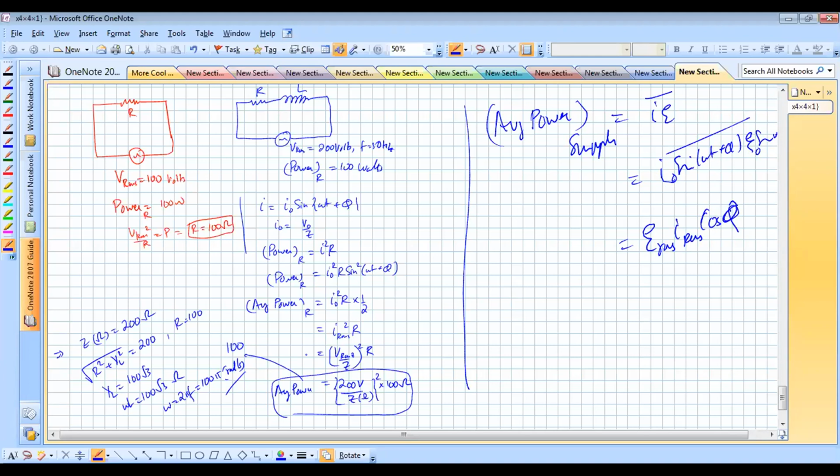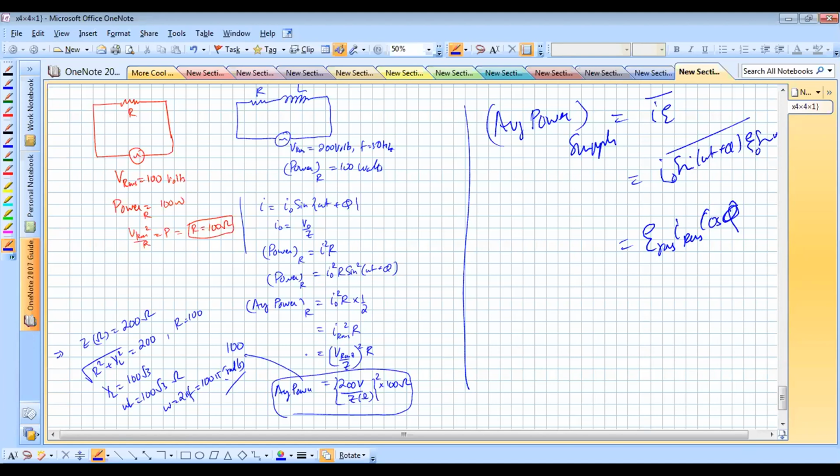Sir, what is the bar on top of the sine for? Average. Okay, instantaneous and average. Right? Okay, so this is the correct formula. This is how you should be getting it. Alright, beta, is this clear? Yes, sir.